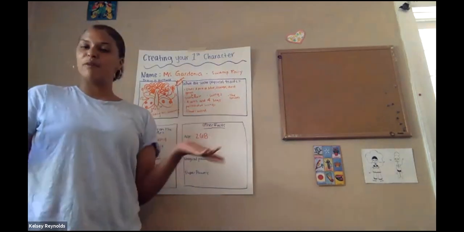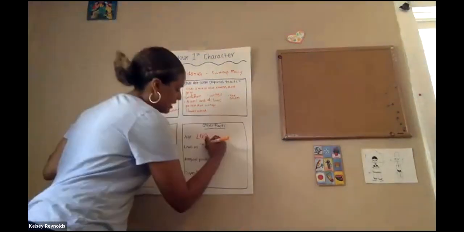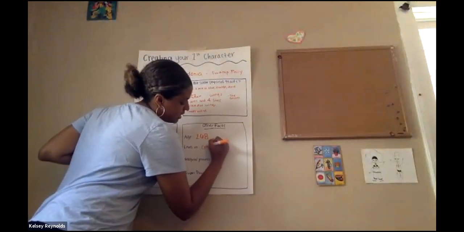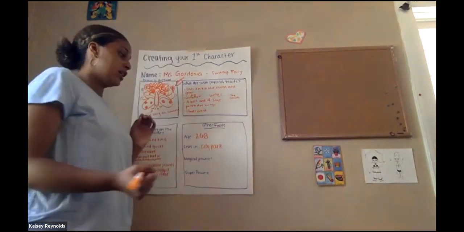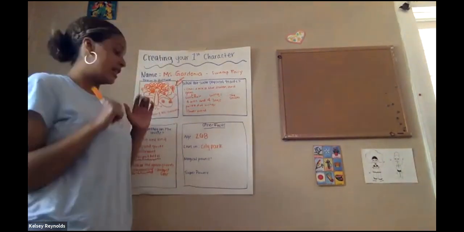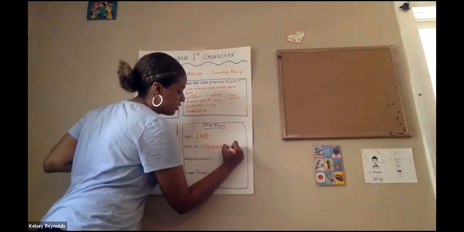Okay, so then we're going to talk about where our character lives. And what did I say earlier? City Park. So we're going to write lives in City Park. More particularly, she lives in a very special tree there. So we're going to say she lives in a tree.